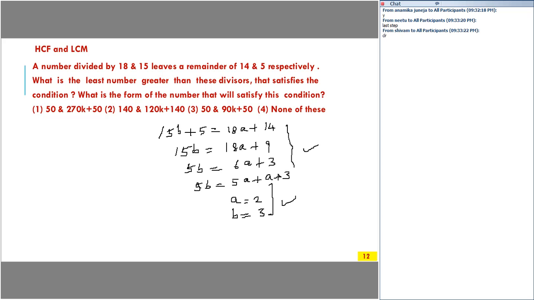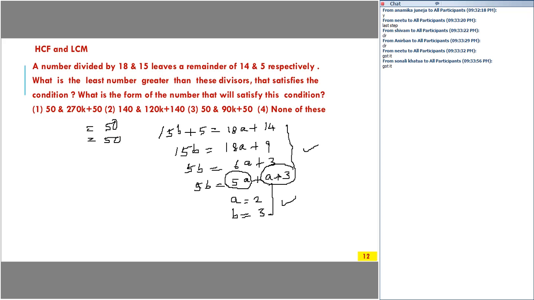See, this portion is reduced by 5. So this should be reduced by 5, or not? When will a plus 3 be reduced by 5? a should be 2, b is 3. If a is 2, b is 3, what's the number? 50 is the minimum number, or not? How many are clear? Minimum number is 50.